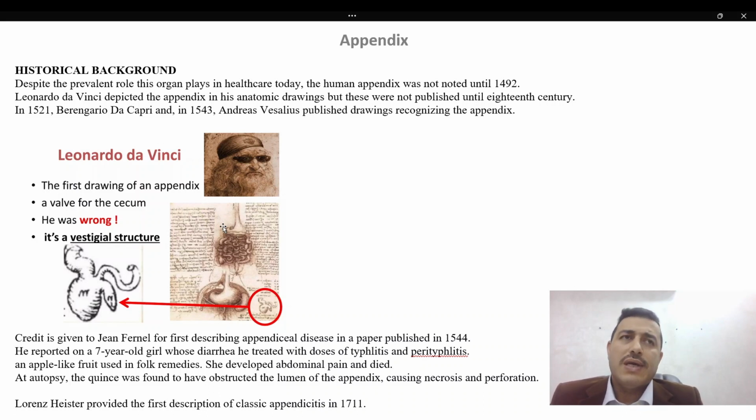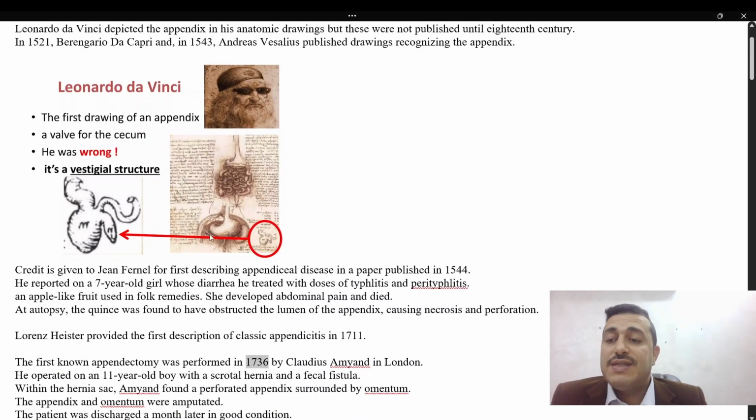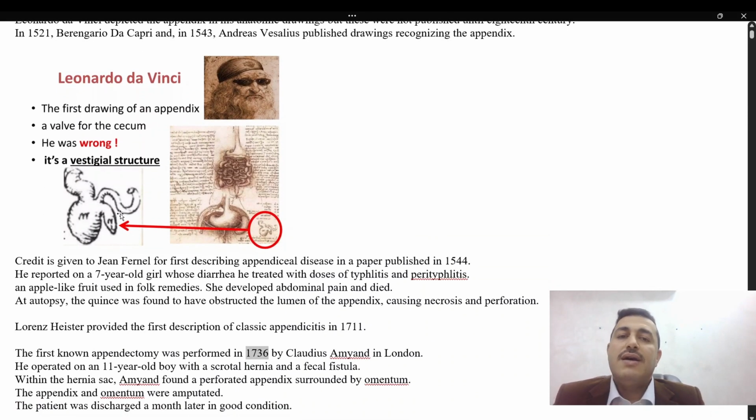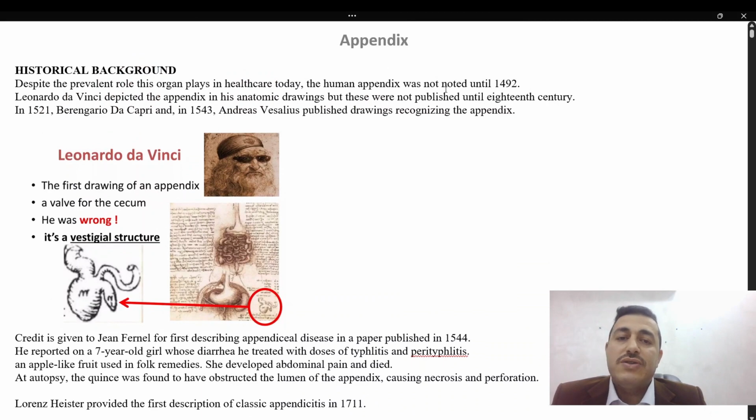If we are talking historically about the appendix and how humans recognized that right iliac fossa pain can be due to the appendix, it was just at the end of the 16th century when artists started to mention the appendix in their anatomical drawings. One of the most popular is Leonardo da Vinci, who mentioned the appendix as the valve to the cecum, as you can see here. That's around these dates.